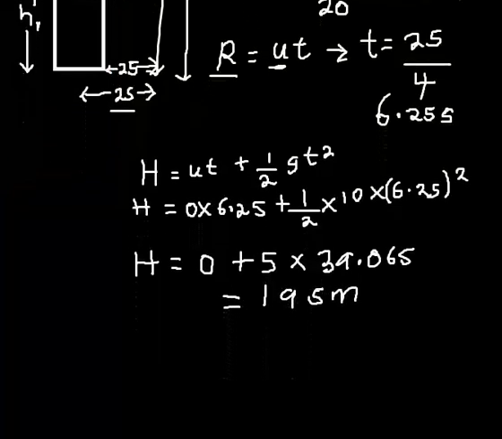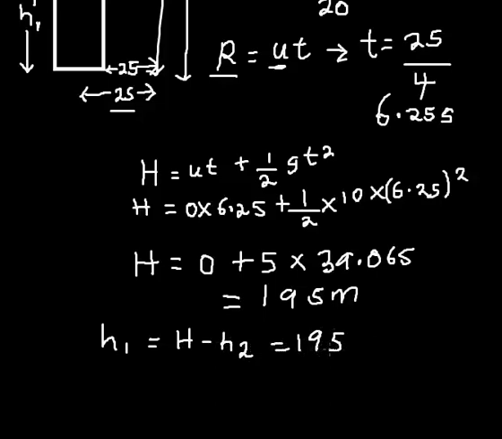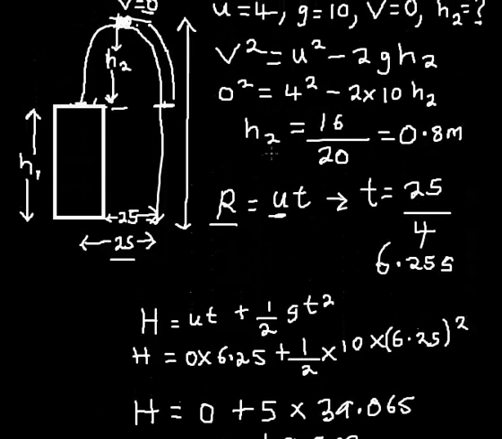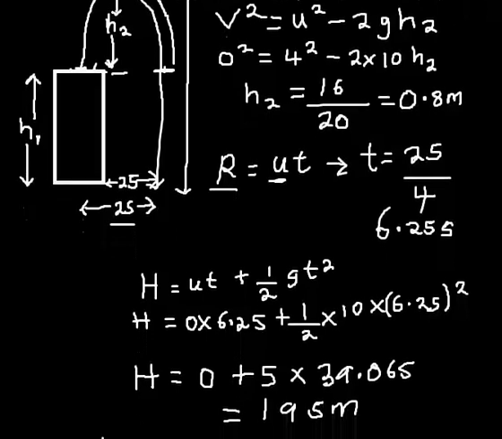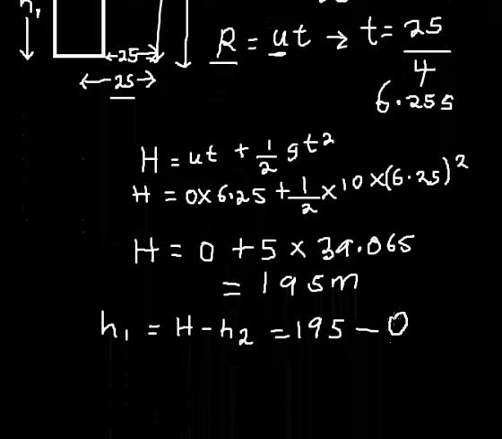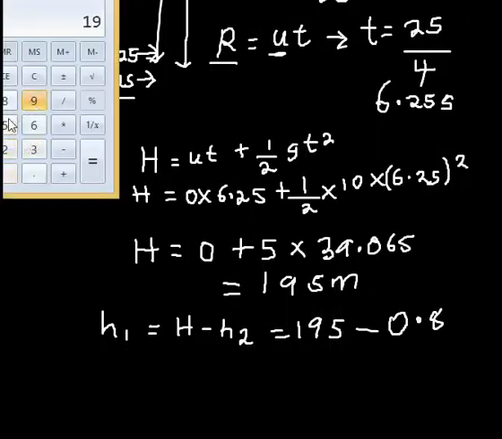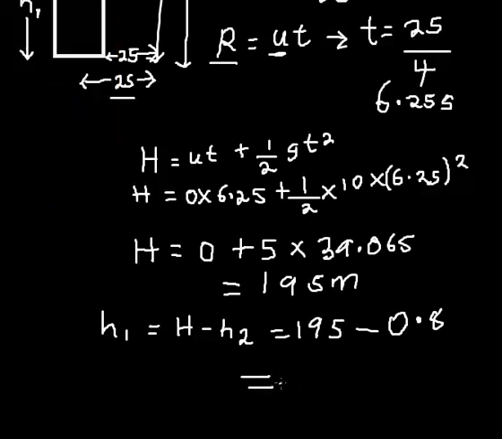So remember what I told you. For me to get the height of the tower, h1 is going to be equal to capital letter H minus h2. So this is going to be equal to 195 minus what I had for h2. What I had for h2 is 0.8. So 195 minus 0.8, that's going to be 194.2 meters.